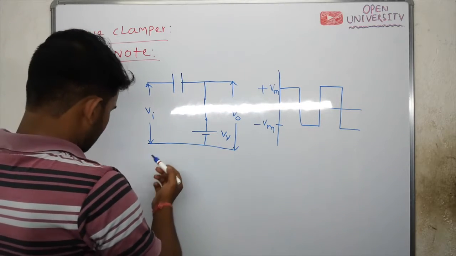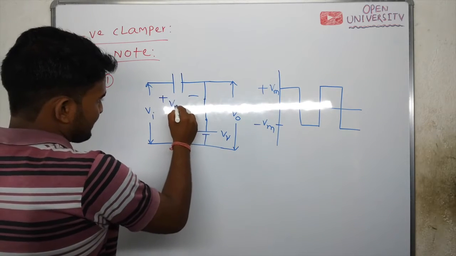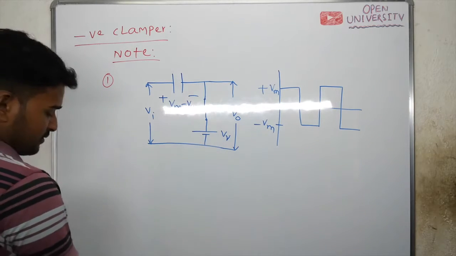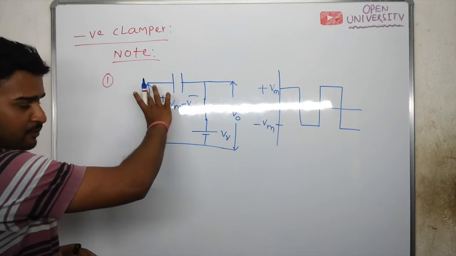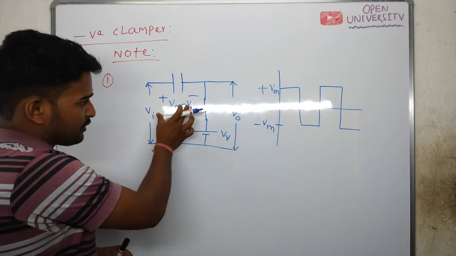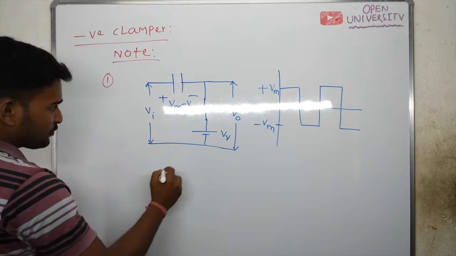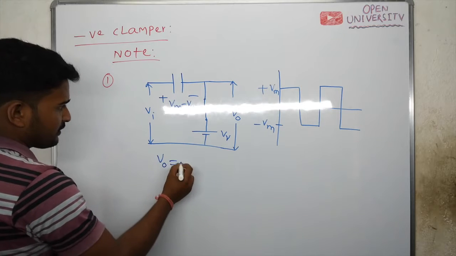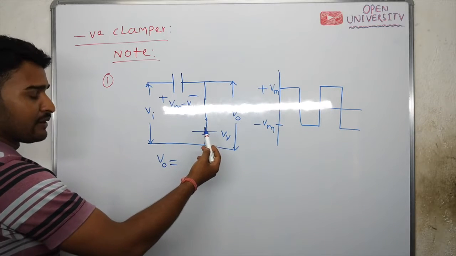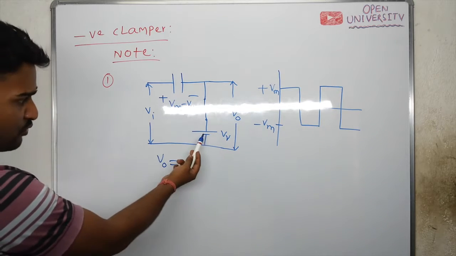Then your capacitor will charge up to what value? Vm minus V gamma. The capacitor can charge up to this voltage because some of the input voltage will also drop across the diode. So when Vi becomes positive, the capacitor can charge up to Vm minus V gamma. It will not charge up to the maximum value, that is Vm, because a certain voltage will also drop here.